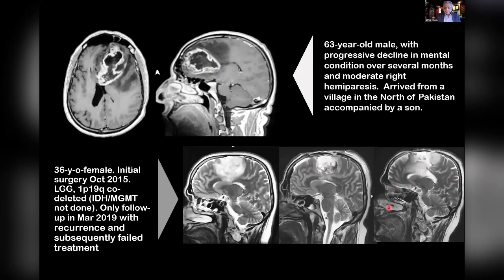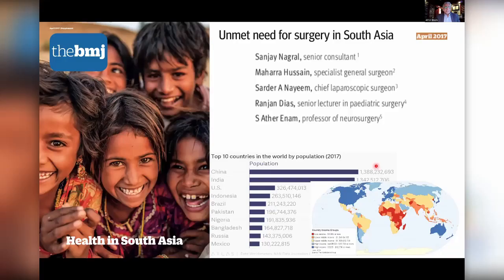So these are the two main categories. One is affordability, one is access. And understanding these things has made me more aware over the last so many years in Pakistan that there are unmet needs for surgery in South Asia and in all LMICs. The BMJ came up with this article. We look at the population statistics over here. This is somewhat old, but Pakistan is coming up to 5 and India is coming to 1.